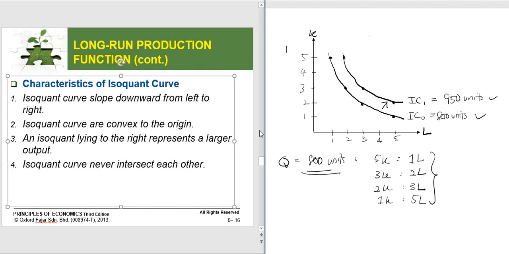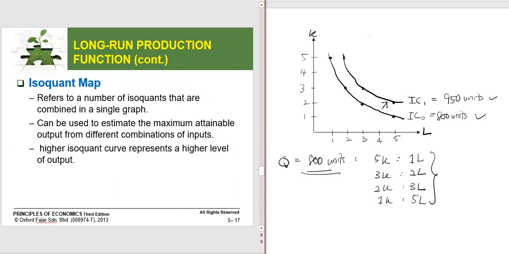Isoquant curves never intersect each other. So it is the same as indifference curve. Okay, because using the same combination of capital and labor cannot generate different levels of output. Okay, that's why they will never intersect with each other.